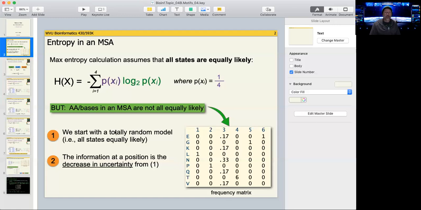So how do we use maximum entropy? Well, first we start with the totally random model. We assume in our totally random model that all states are equally likely. We know how to calculate that up here. And then we say that the information at a particular position is the decrease in uncertainty from that totally random model.